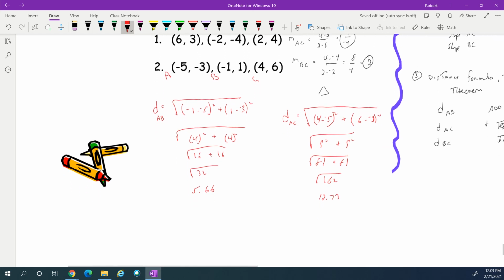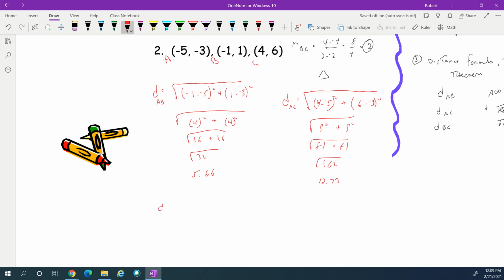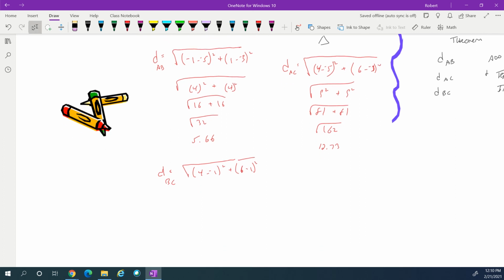And then finally, I'm going to do distance of BC. So distance formula here. 4 minus negative 1, 6 minus 1. So I'm just going to give myself a little bit of room here. I'll scroll back. It's 5 squared, 5 squared, 25 and 25, square root of 50, 7.1.